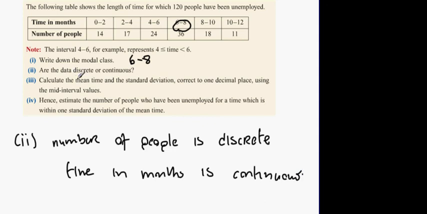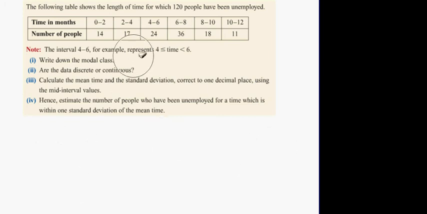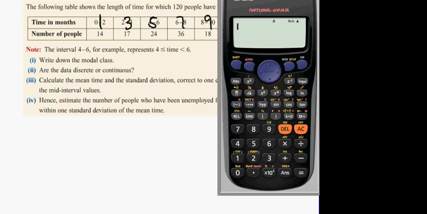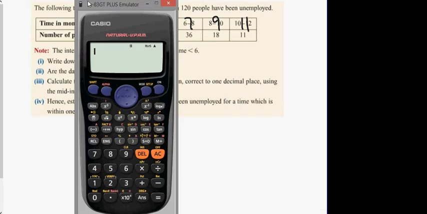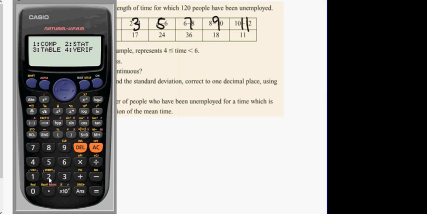Now, calculate the mean time and standard deviation correct to one decimal place using mid-interval values. Now remember what mid-interval values are. Mid-interval values are the middle value: 1, 3, 5, 7, 9, 11. A lot of you did it out, which is okay, but personally I'll just write down the mid-interval values. Go to stat modes, go to one variable, frequency is already there, so I'm going 1, 3, 5, 7, 9, 11. Now all I got to do is write down the numbers.